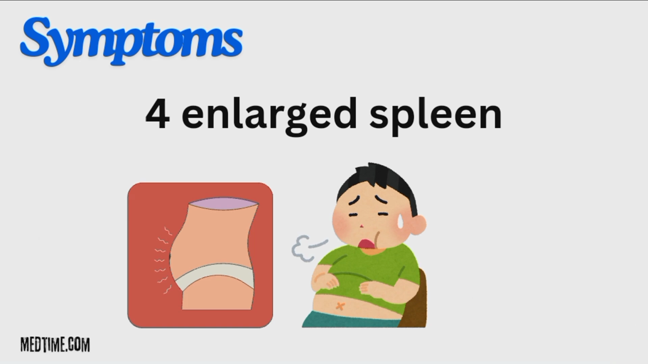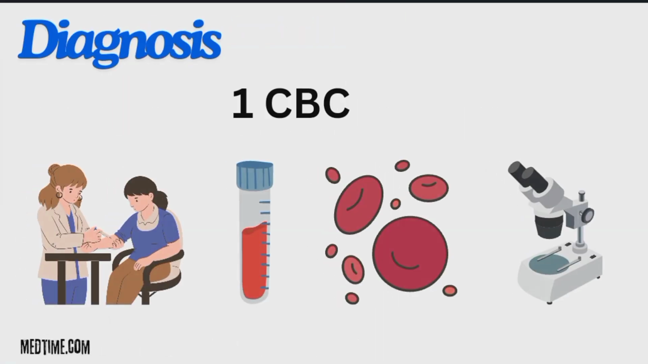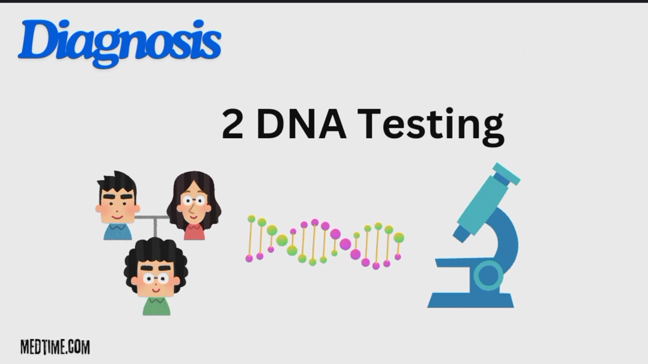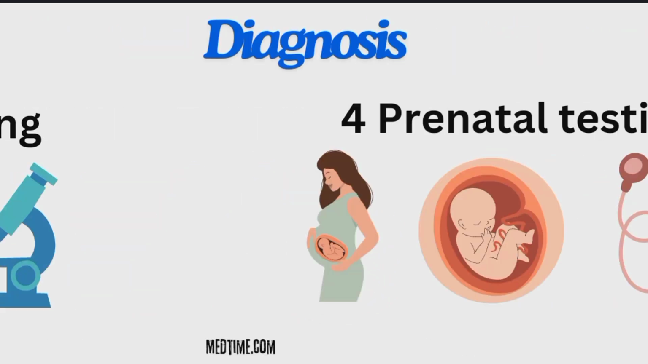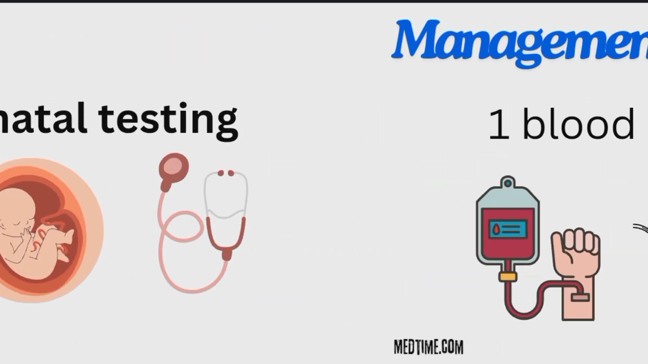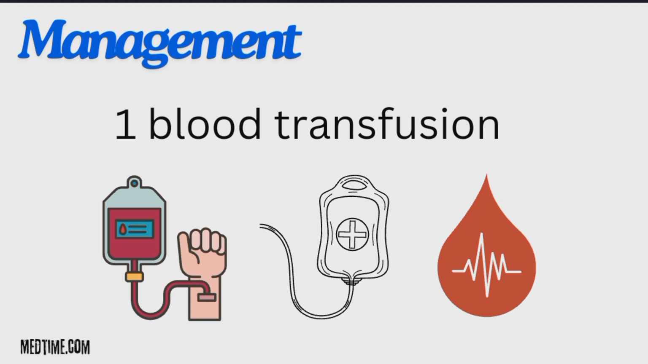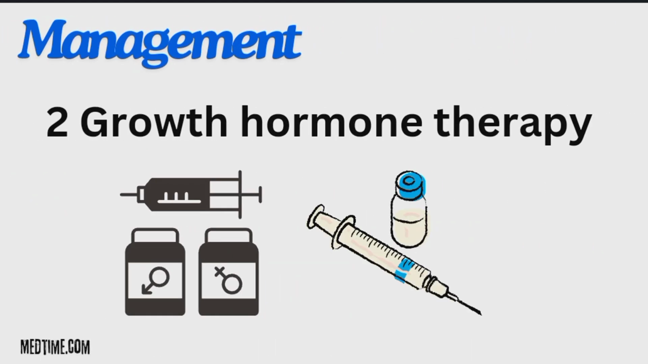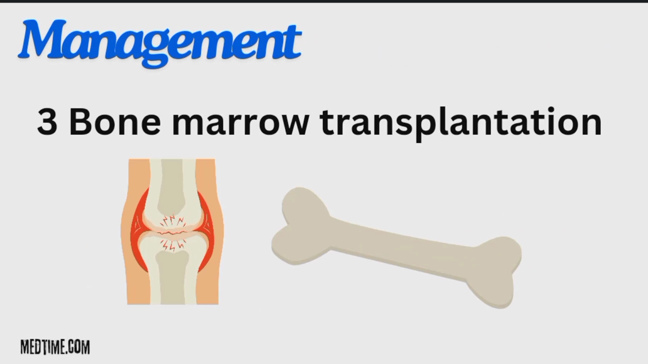Enlarged spleen. The spleen aids in fighting infections and filters unwanted material such as old or damaged blood cells. Thalassemia can cause destruction of a large number of RBCs. This can lead to an increase in the size of the spleen. Diagnosis: complete blood count, DNA testing, prenatal testing. Management: blood transfusions, growth hormone therapy, bone marrow transplantation.